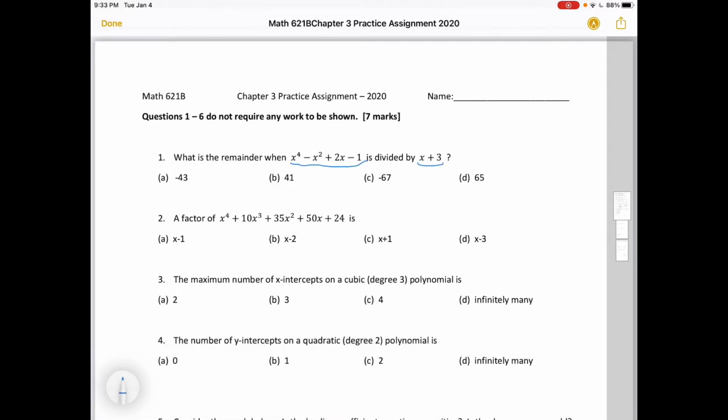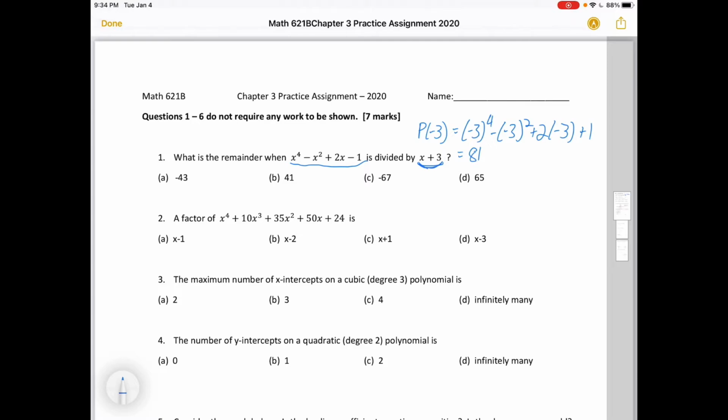There are a few ways you could do this, but probably the slickest is to use the remainder theorem, which says just plug in the number -3, the number that would zero out this binomial, into the polynomial. Okay. And we can go through an alternate technique in just a second here. So I'm going to write it out, and I'm going to evaluate it.